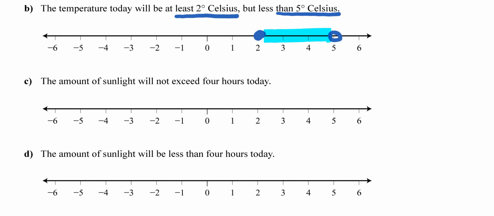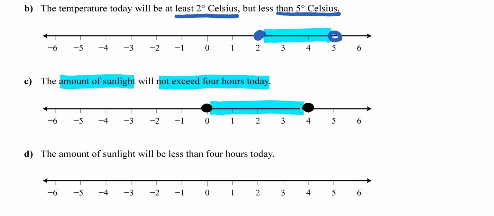Okay, let's move on to letter C. For letter C, the amount of sunlight will not exceed 4 hours today. So we can't go more than 4 hours. We can definitely be at 4 hours, we just can't be more than 4 hours. Now for sunlight, we're going to assume that you can have no sunlight or some sunlight. For these particular cases, you can definitely have no sunlight, which would be at 0. We're going to assume that time can't be negative here, so let's just assume that you're between 0 and 4. We can't go past 4, but we can be 4. That's why we have a closed circle there.